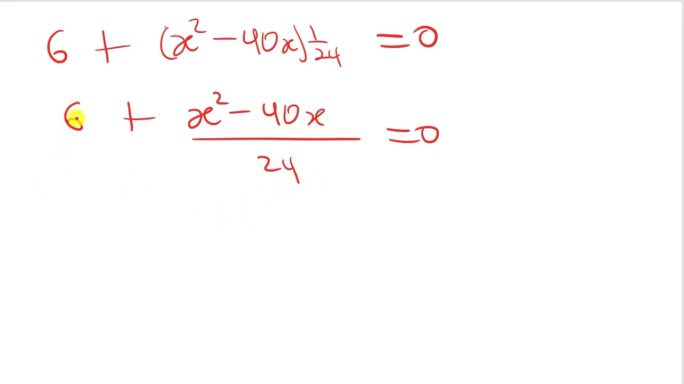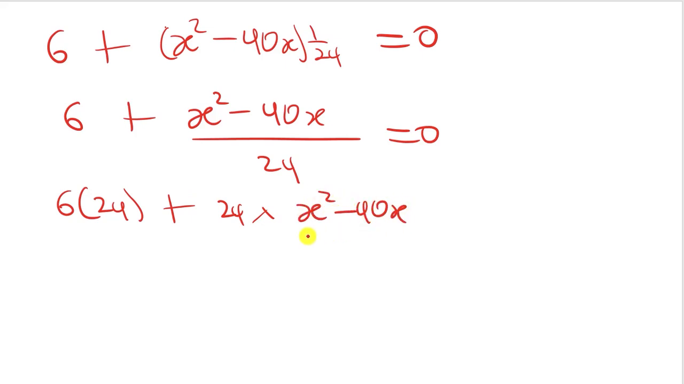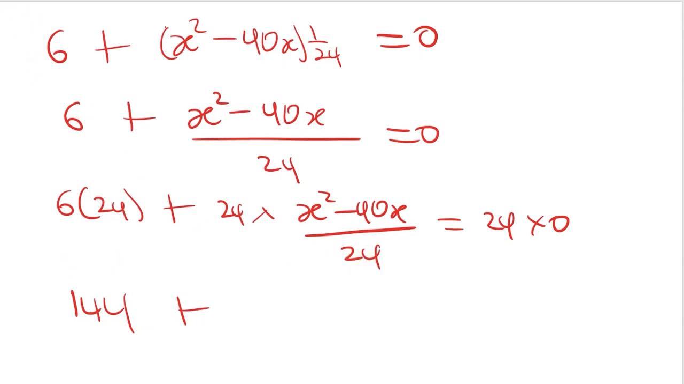So we are going to have the 6 times the 24 plus the same 24 multiplying the x squared minus 40x all over 24, and then the same 24 multiplying the 0. So this is going to give us 144. That is 6 times 24. So we're going to get 144 plus this 24 is going to cancel the 24 here. So we are going to have x squared minus 40x being equal to 0.